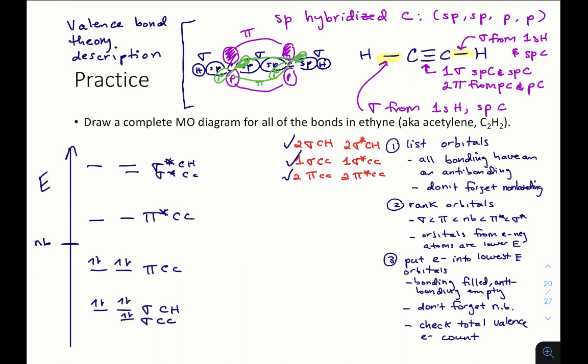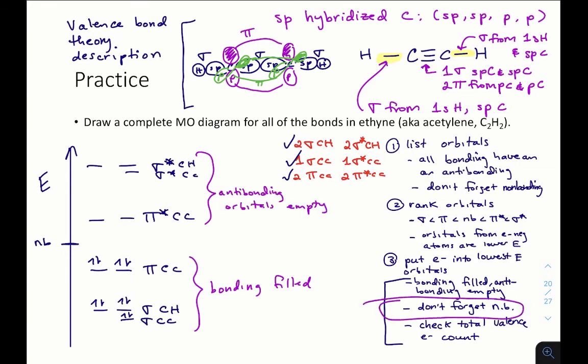Now we need to check these 3 things. Be sure that the bonding orbitals are filled and the antibonding orbitals are empty. Don't forget non-bonding. Well, there are no non-bonding for this molecule, so we can skip that.